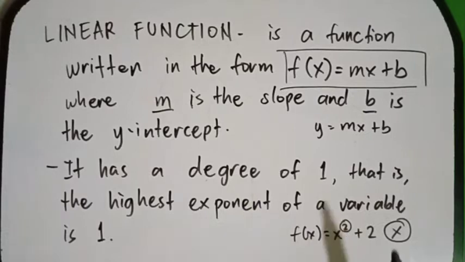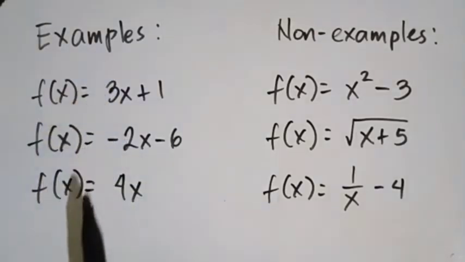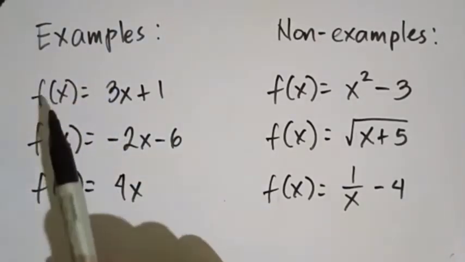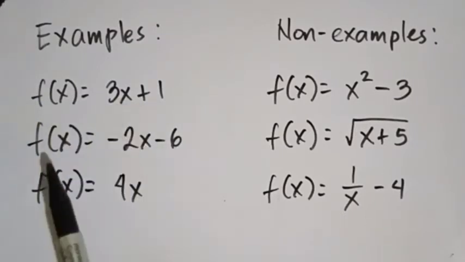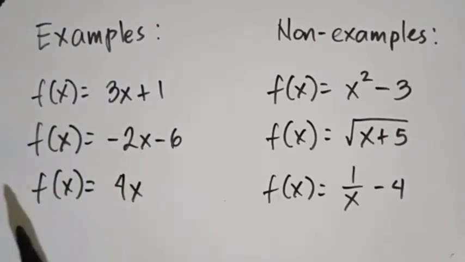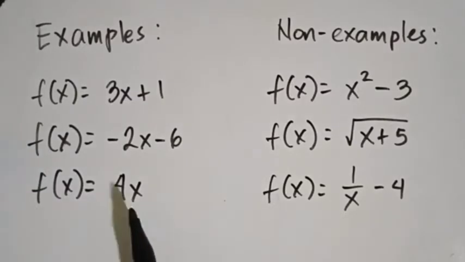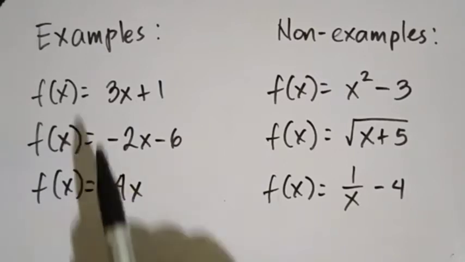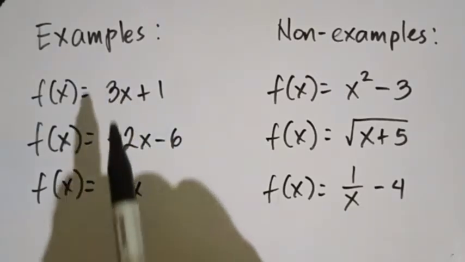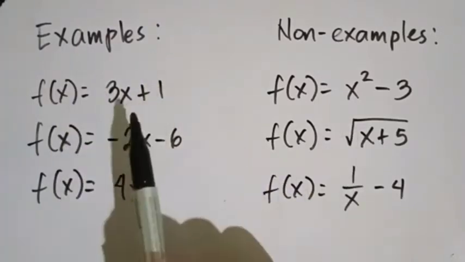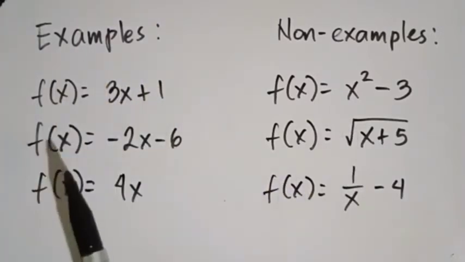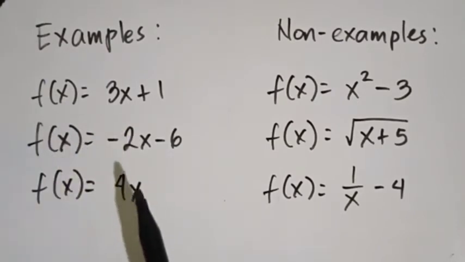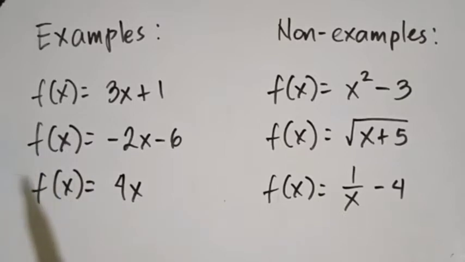Ito yung mga examples at hindi examples ng linear function. So, dito, ito yung mga examples ng linear functions. We have f of x equals 3x plus 1, f of x equals negative 2x minus 6, and f of x equals 4x. So, silang lahat ay linear function kasi ang degree nitong tatlong ito ay pare-parehas 1, kung saan yung exponent ng x ay 1. Pero hindi naman kailangan isulat yung 1 as exponent, no? Automatic 1 na siya. So, exponent ng x ay 1, so matatawag silang linear function.